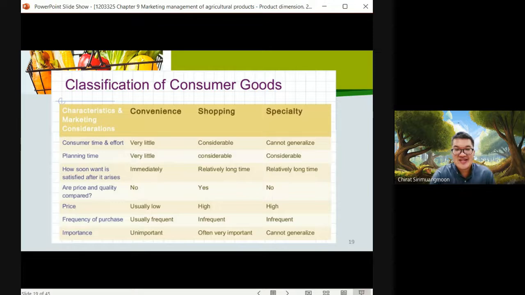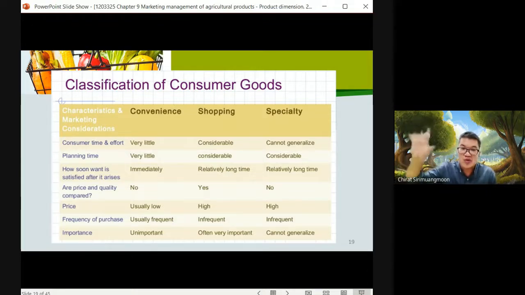So here is the table that compares all three types: convenience products, shopping products, and specialty products. For the first issue, we talk about consumer time. Convenience is very little time, but for shopping you need to compare, so it's considerable. But for specialty, you don't need to compare because it cannot be generalized. Specialty has special time, special effort.